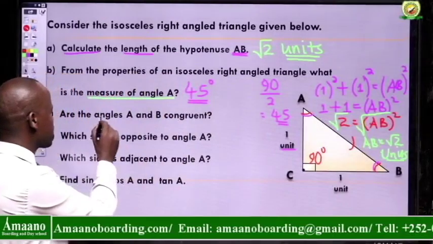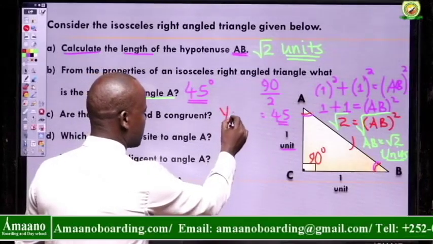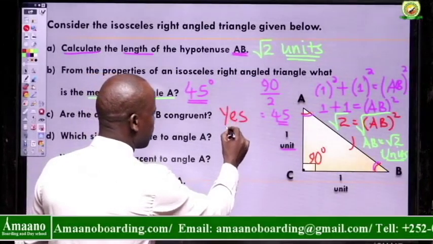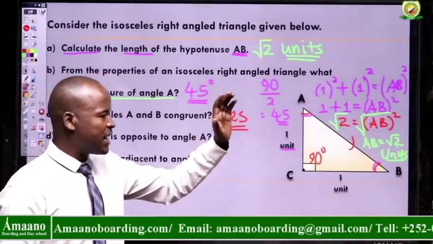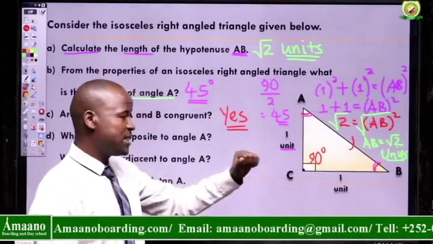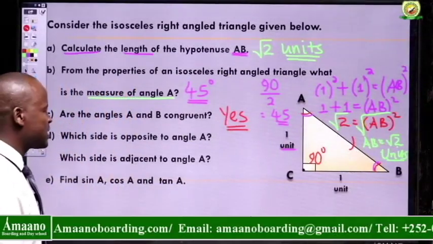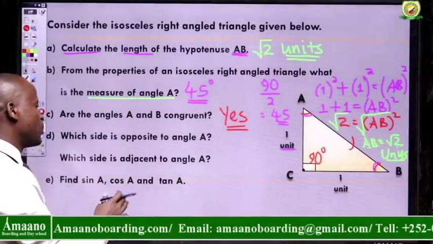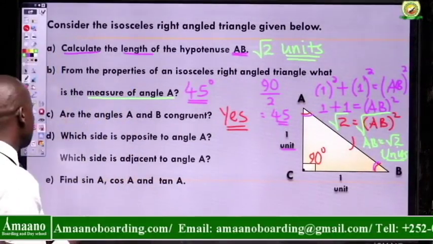So the answer for this question, are the angles A and B congruent? Yes, the two angles A and B are congruent because they are base angles of an isosceles triangle. But this is a special isosceles triangle, which is a right isosceles triangle or right angled triangle. We call it an isosceles right angled triangle. Let us see question number D.